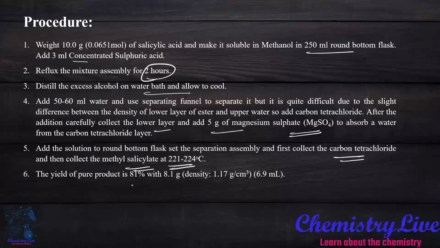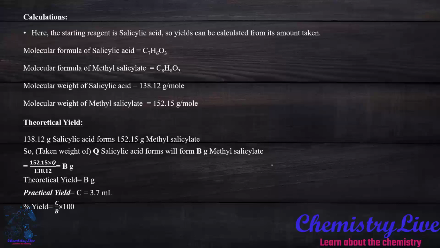The product yield is 81% and is 8.1 gram, because the density is 1.17 gram per centimeter cube. So it is equal to 6.9 ml we receive. In the next section, we deal with the calculation.